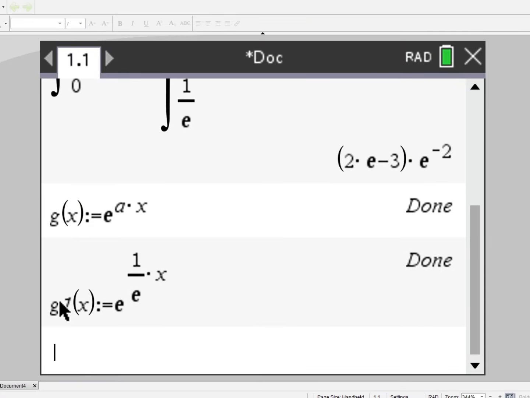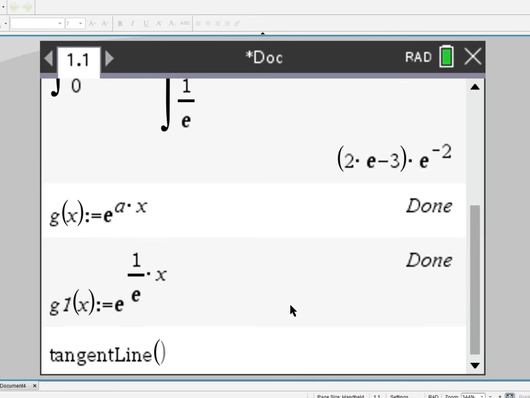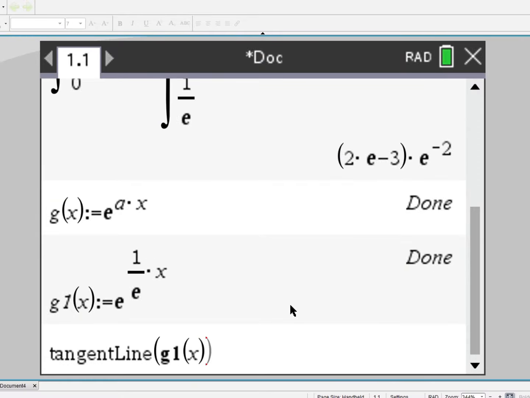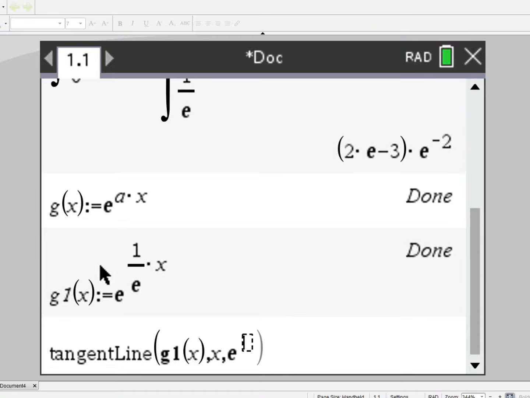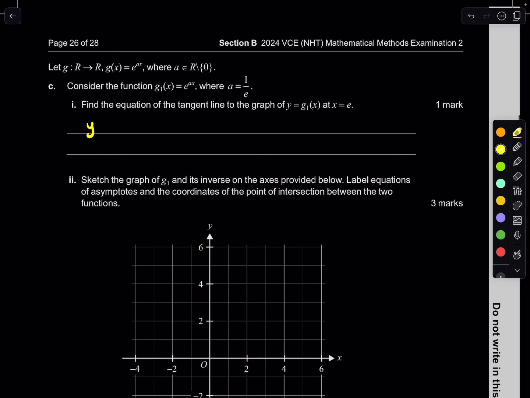Done. And so we now find the equation of the tangent at x equals e. So go menu, calculus, tangent line, g1 of x, comma x, at e. Enter, y equals x is your equation. So just write y equals x.